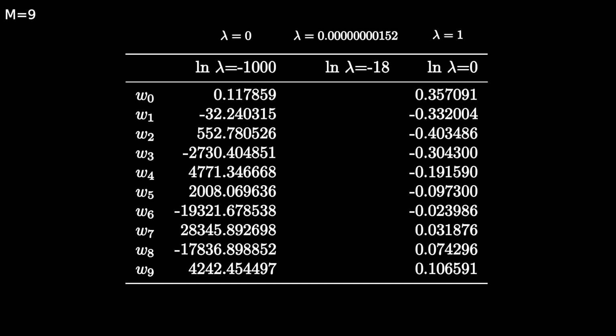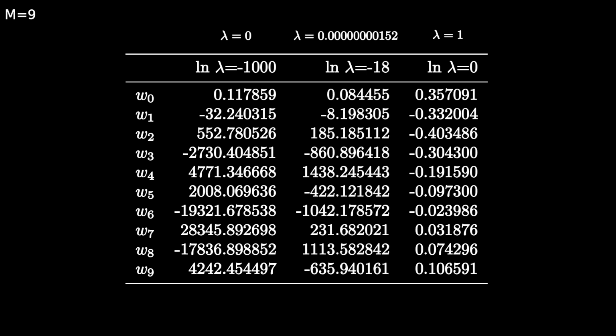Essentially, this is the reason why lambda equals 1 crashed our model. It did not learn anything. And finally, the winner here is log lambda equals minus 18, which gives us just the right values of weights. You can see that they are not very big numbers, at least not as big as the ones that we are getting when lambda equals 0.